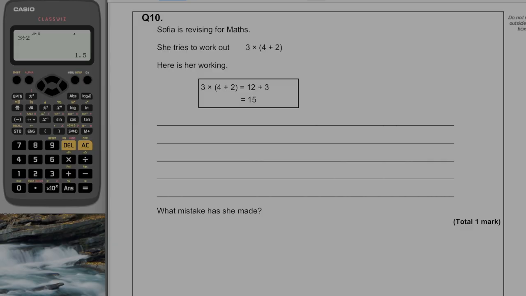So she should do the brackets first. So she should evaluate the brackets first. And then I'll show what she should have done. So 3 times by 4 plus 2 is equal to 3 times by 6, which is 18.